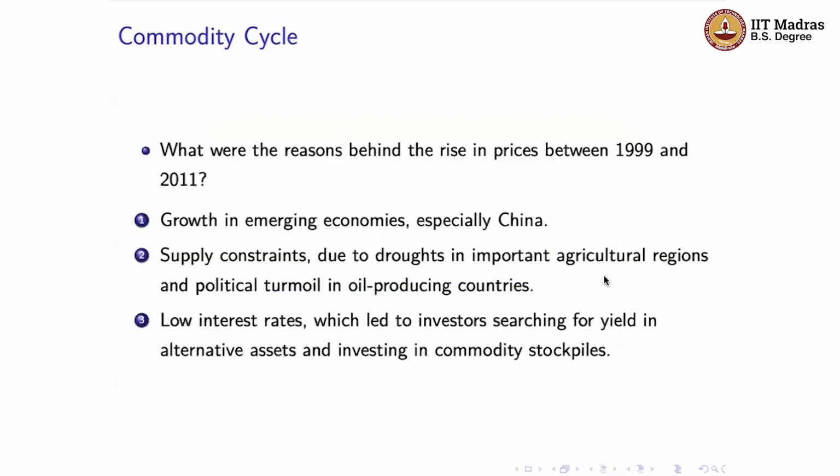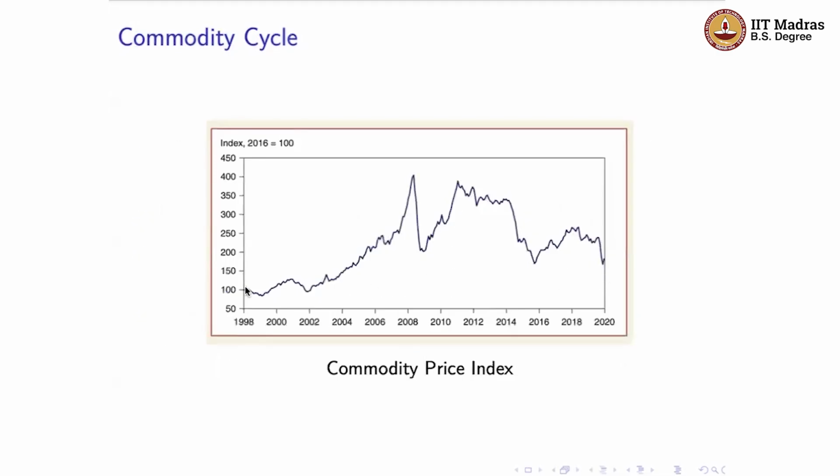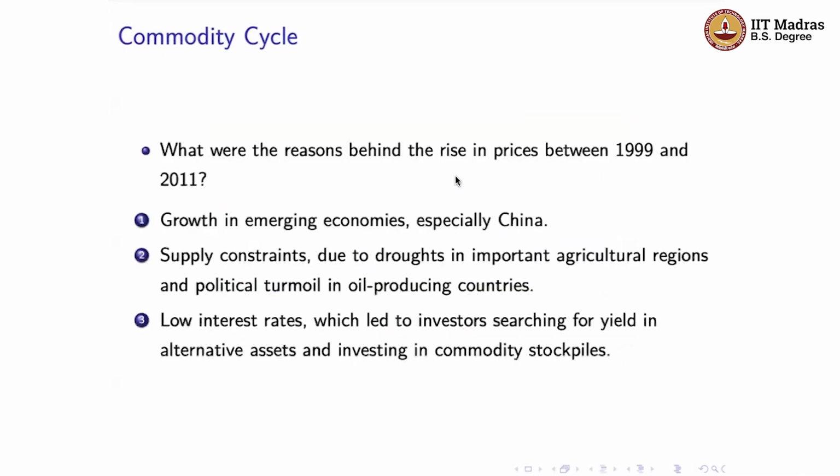So what explains first the huge rise and then the fall that we see here? Well, first, remember, the prices were typically rising from 1998 onwards. There was a fall around the global financial crisis, but then again it recovered almost back to its peak, right? So what explained this period from roughly 1998 to 2011, where you had this rise? There were several things going on here. An important determinant of this rise was the growth in emerging economies, especially China.